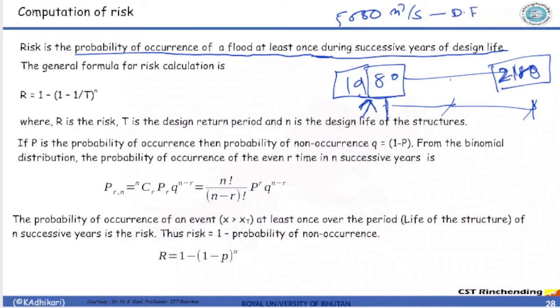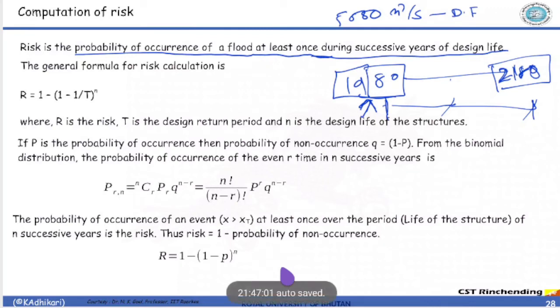To design any hydraulic structure, you need a design flood. So for Chuka Dam, if it was designed for 5,000 meter cube per second and its lifespan is 100 years, the question is: if a flood more than the magnitude of 5,000 arrives within this lifespan of 100 years, then it will destroy the dam, right? That is where risk comes into the picture.